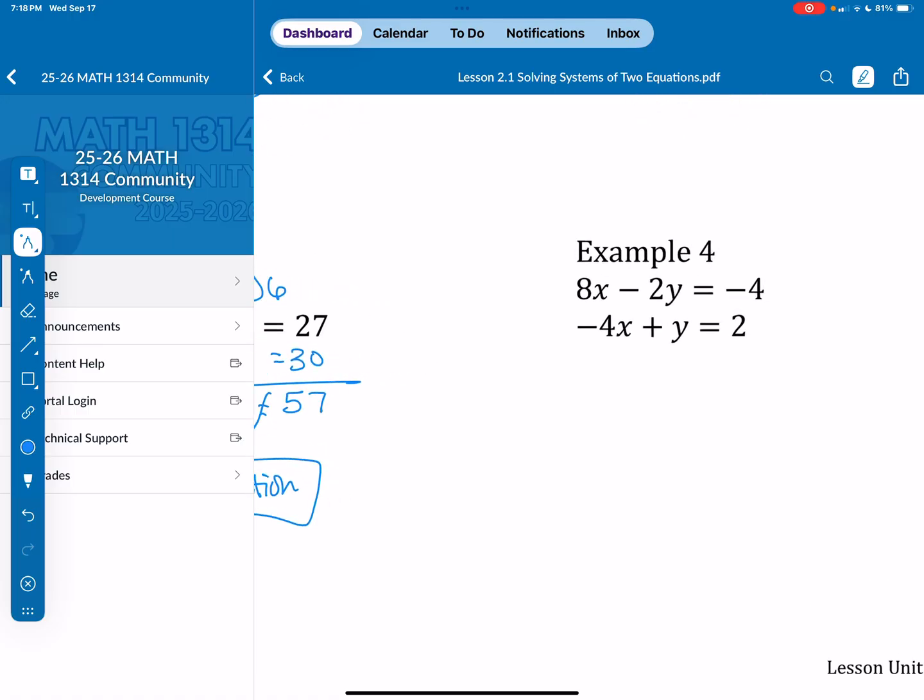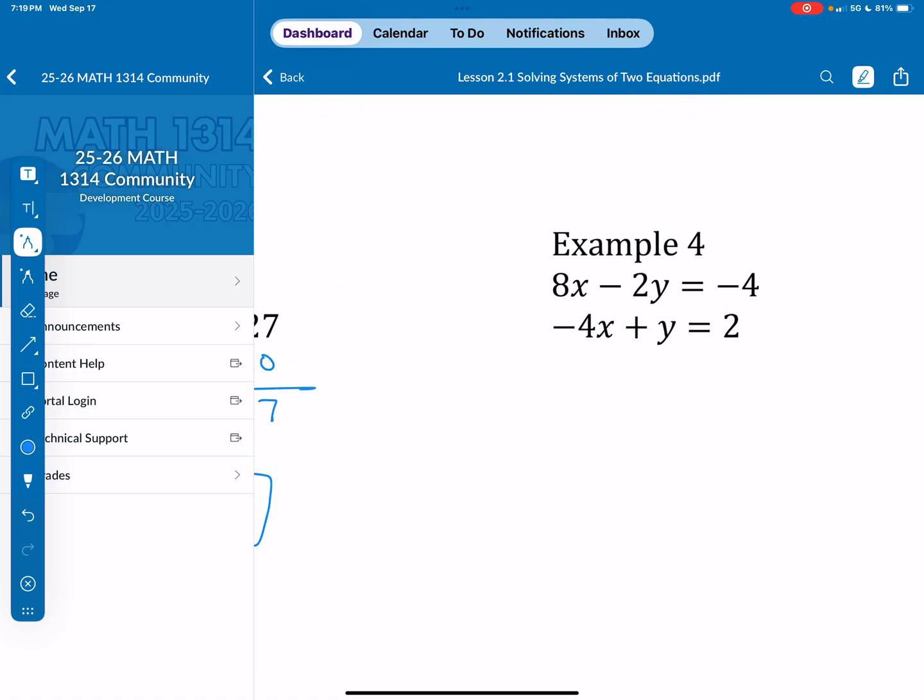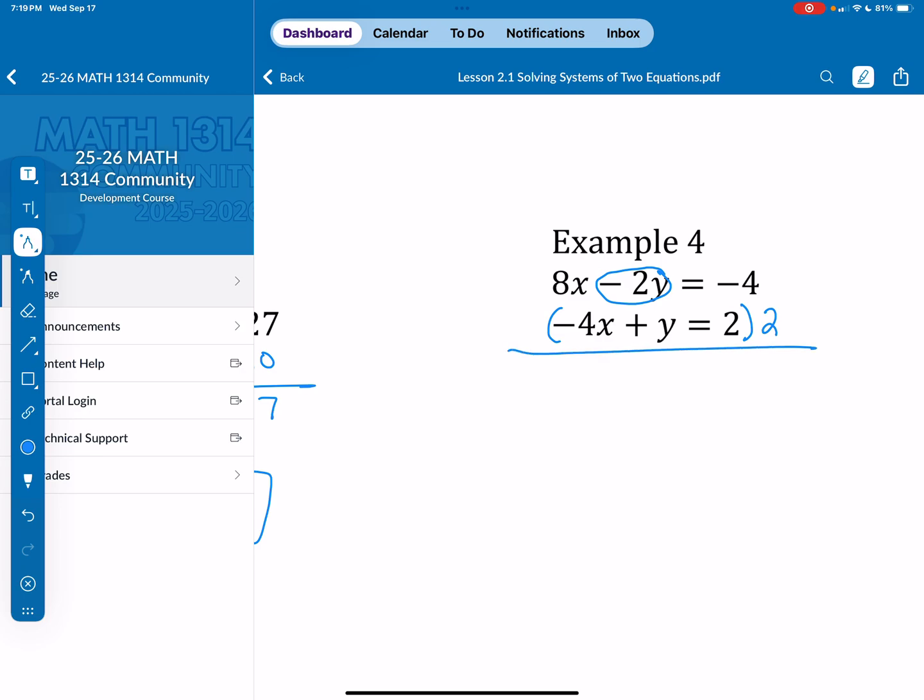All right, moving right along down here to the bottom one. This time I'm going to eliminate y just so you can see that, yes, you can do that. It doesn't matter which variable you want to eliminate. So I have a negative 2y right here. So I need a positive 2y on the bottom. So I need to multiply by 2. Okay. So just rewriting my top equation.